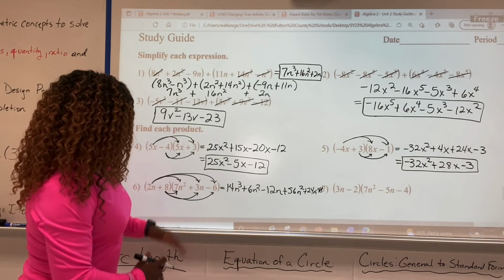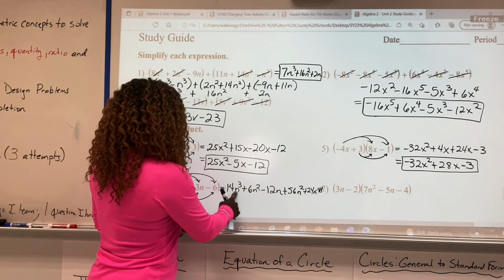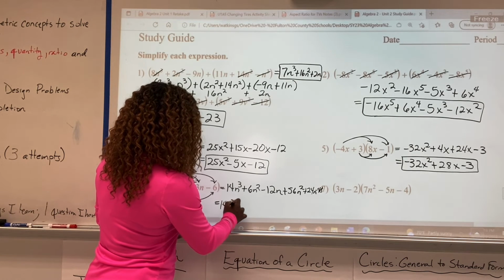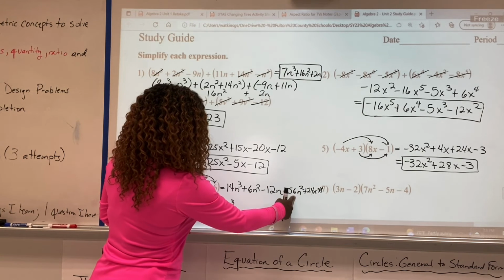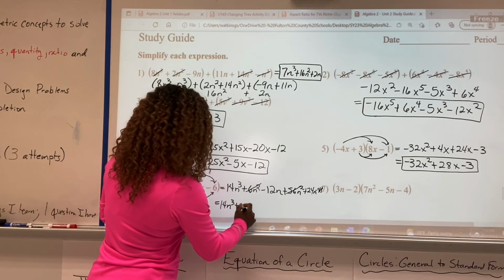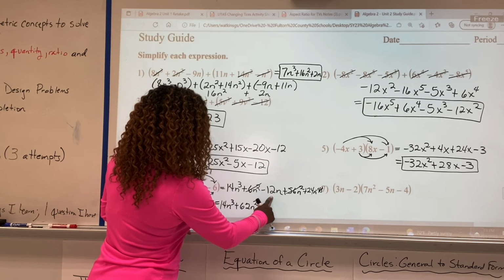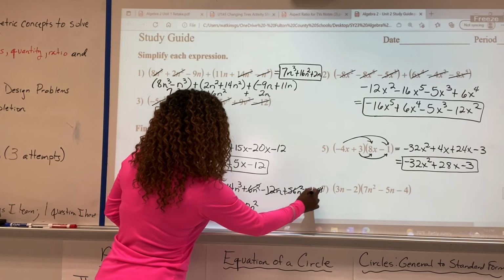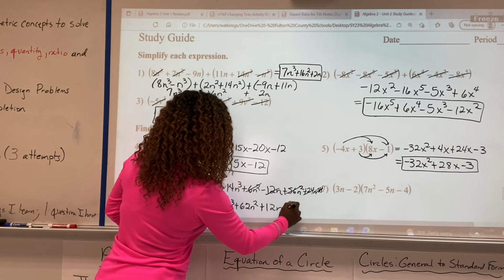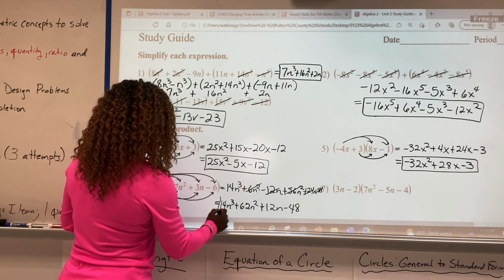What can I combine here? This is a long polynomial string, so be careful. I don't see any more n to the thirds in that list, so this just comes straight down. 6n squared, there's another n squared, the 56. So together, that's going to give us 62n squared. Negative 12n and 24n will give me a plus 12n. And then the negative 48 doesn't have any other constant that I can put with it. That means we're done with this problem.